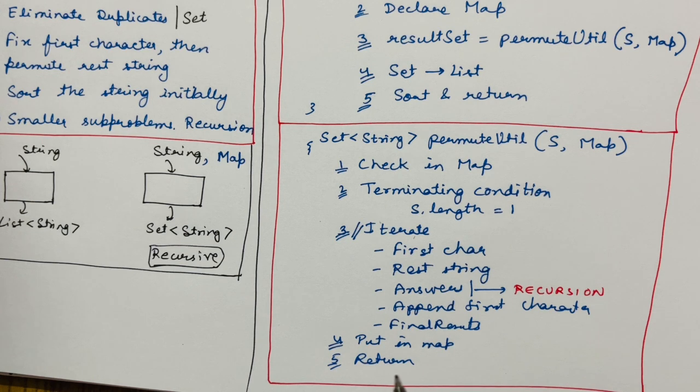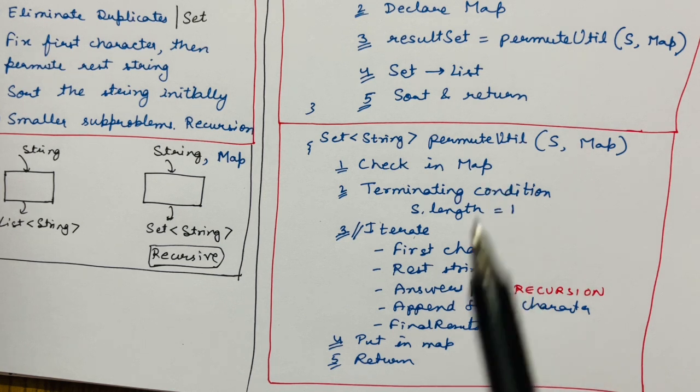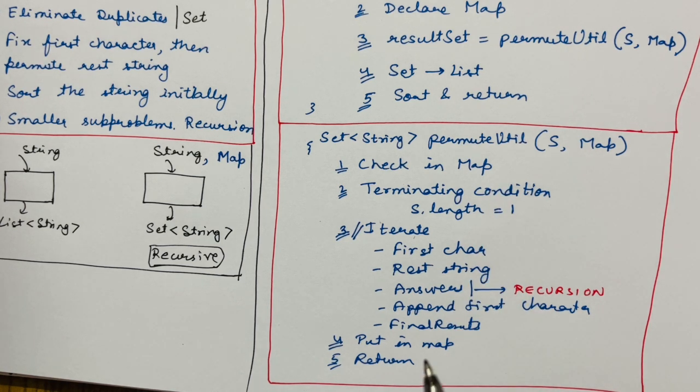So then once we have them, we put the result in the map. Why do we put the result in the map? So that whenever we encounter the same input again, we can directly return from the map. And once we have put that in the map, we return.